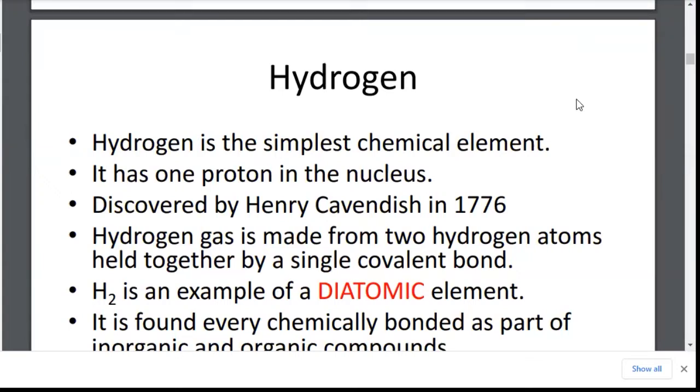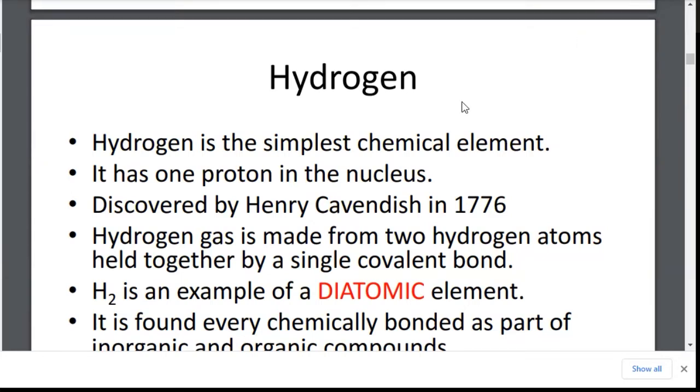A proton is the positively charged particle in the nucleus. That's it. Well done, whoever said that. Fantastic. So it's in the center of the nucleus, it's got a positive charge, and hydrogen is the element that has only one proton in the nucleus.